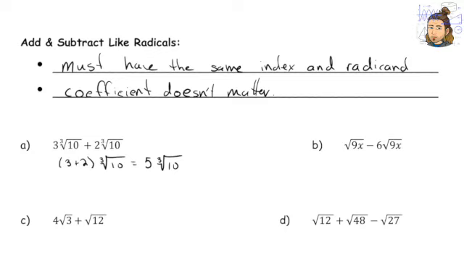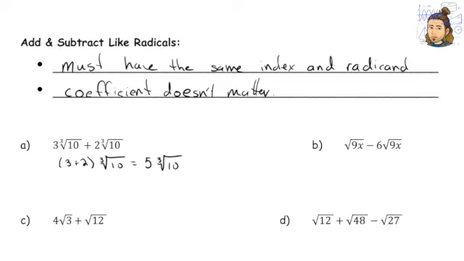So we can really think of this radical as a unit that we can just add. 3 cube roots of 10 plus 2 cube roots of 10 is going to give us 5 cube roots of 10.